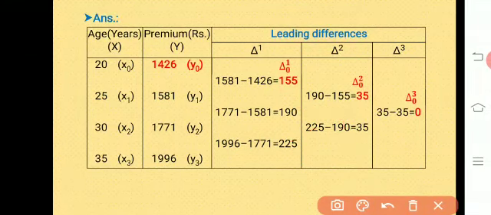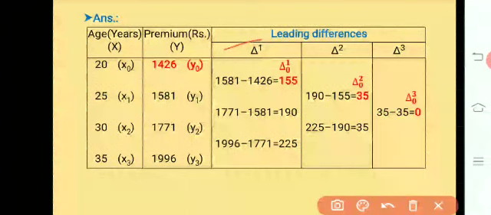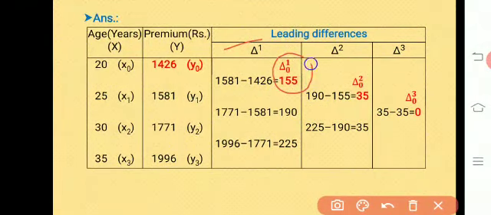Then we have to find the third leading difference. This is nothing but this 35 minus this 35, you will get 0. And as I told in the previous slides, first value in every leading difference, every column we have to use for further calculation. So under the delta raised to 1, first value is 155 and it is denoted by delta 0 raised to 1.